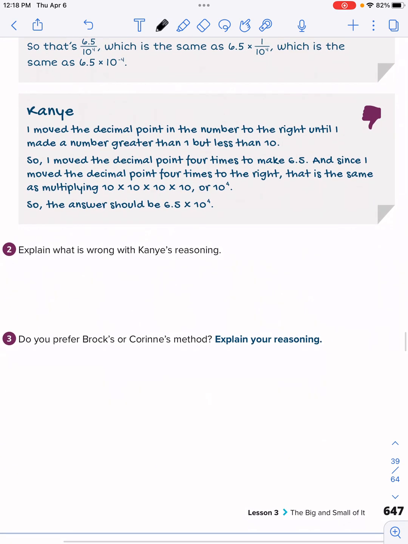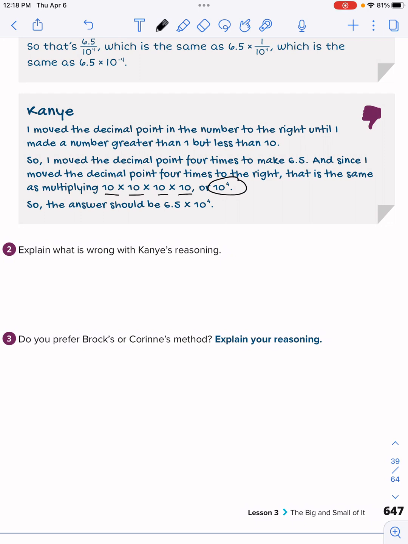And then Kanye, I moved the decimal point in the number to the right until I made a number greater than 1 but less than 10. So I moved the decimal point 4 times to make 6.5, and since I moved the decimal point 4 times to the right, that is the same as multiplying. You got to be careful here. Right, 10 times 10 times 10 times 10, or 10 to the fourth. So the answer should be 6.5 times 10 to the fourth.